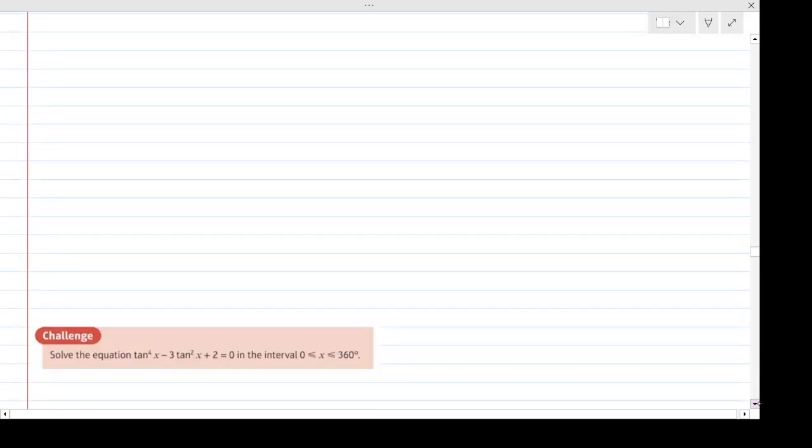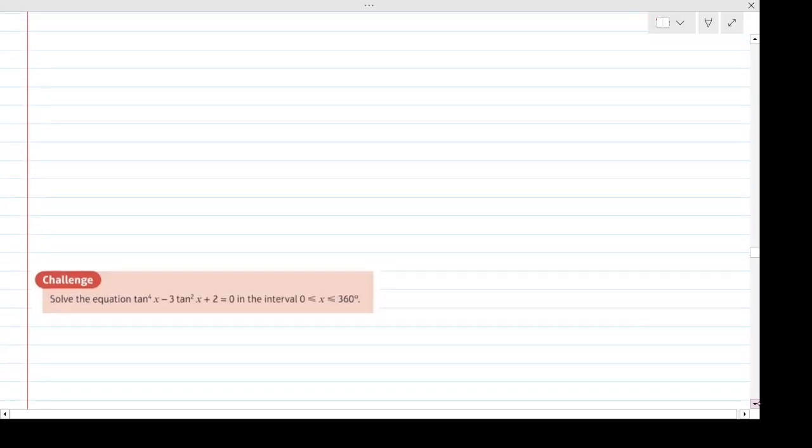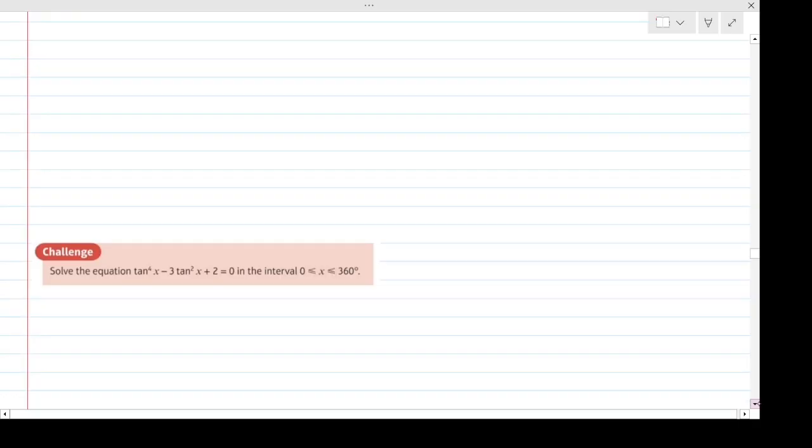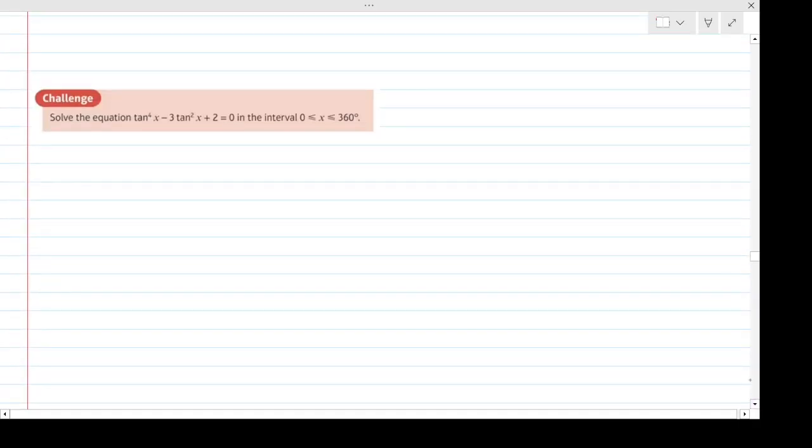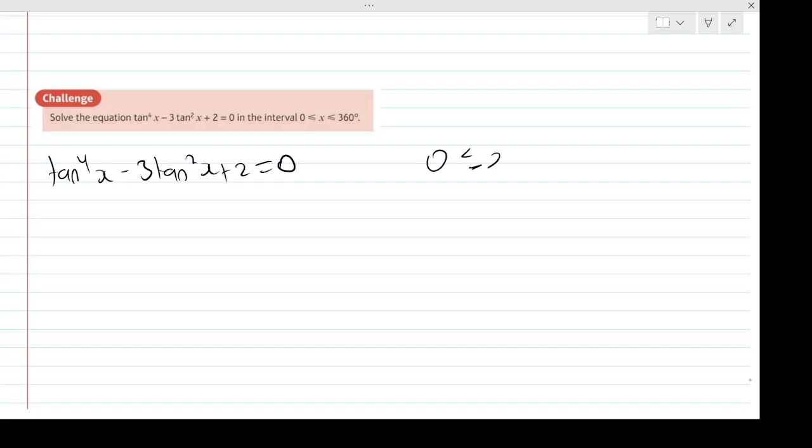It's a challenge question, but I don't think it's the worst question in the world. So let's have a look at it. We need to solve the equation tan to the 4 x minus 3 tan squared x plus 2 equals 0 between 0 and 360. Now, again, this hopefully resembles a quadratic, but it's a bit weird. It's not just tan squared and tan. We have tan squared and tan to the 4.